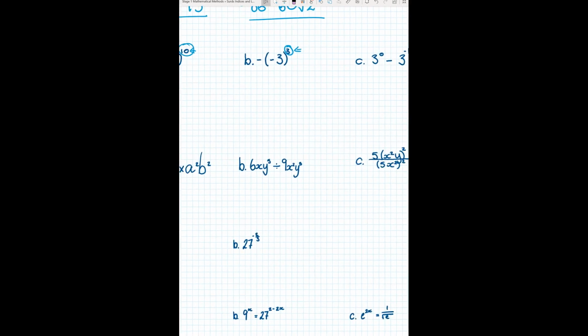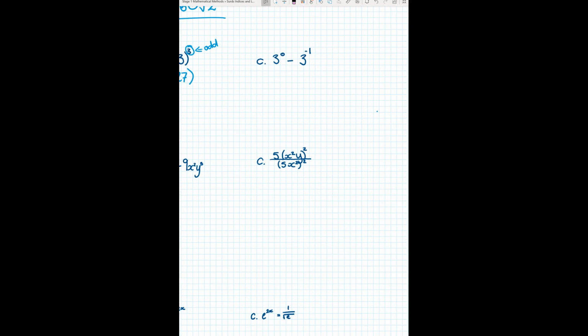Now over here, the negative again stays outside the brackets, but in this case minus 3 is going to the power of 3, which is an odd power, so it's going to stay negative. 3 to the power of 3 is 27, so it's negative 27, and we have a negative multiplied by a negative, giving us positive 27 as our solution.